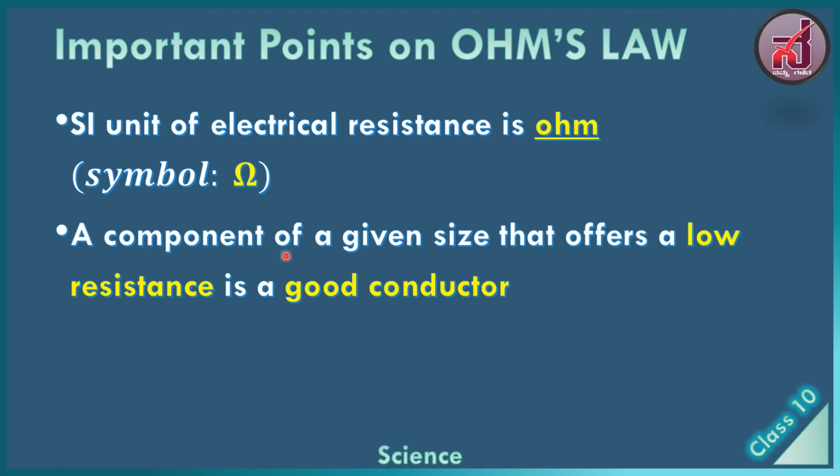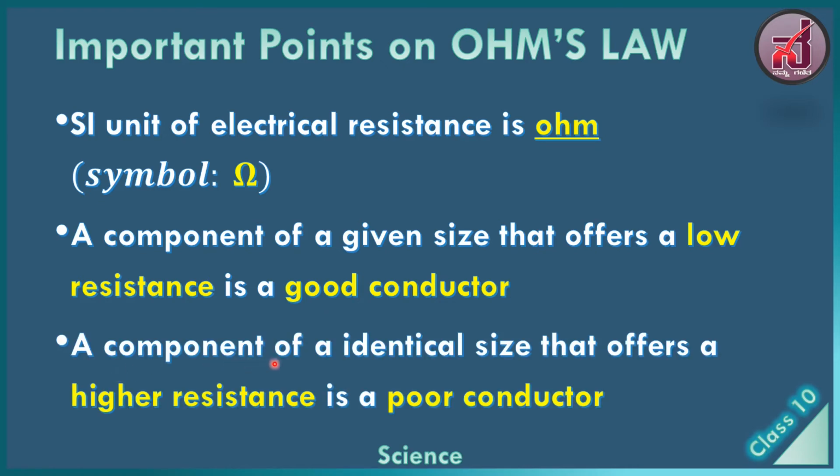A component of a given size that offers a low resistance is a good conductor. A component of an identical size that offers a higher resistance is a poor conductor.